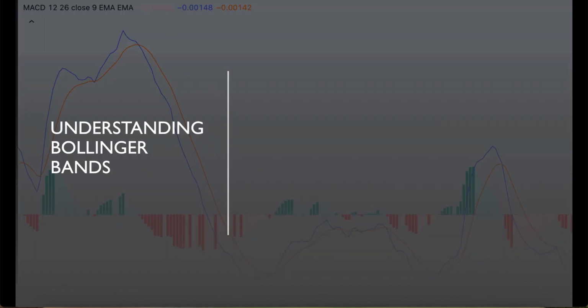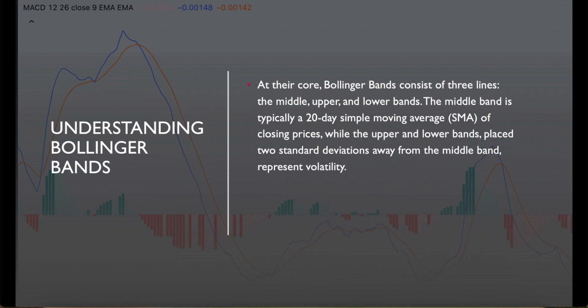So basically, Bollinger Bands consist of 3 bands. I'll be showing you a picture of Bollinger Bands later. It's quite similar to moving averages, but it's around the price. So you'll have an upper band and a lower band. There are 3 lines basically: the middle line, the upper band, and the lower line.